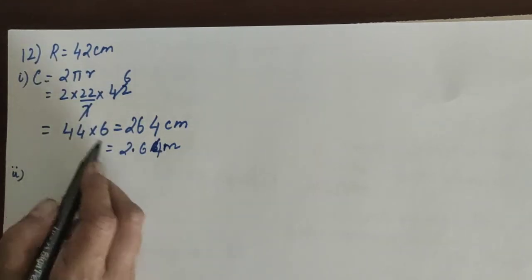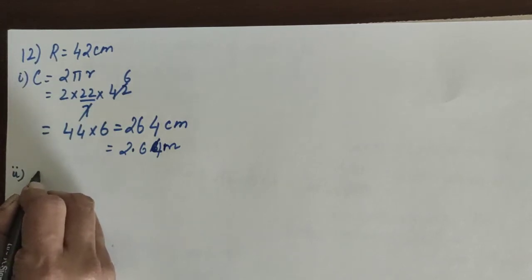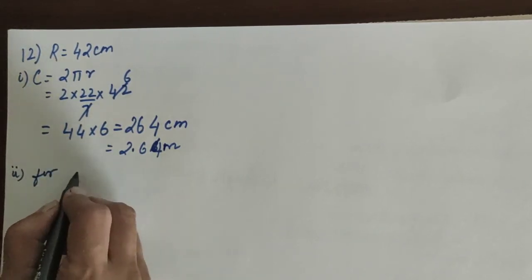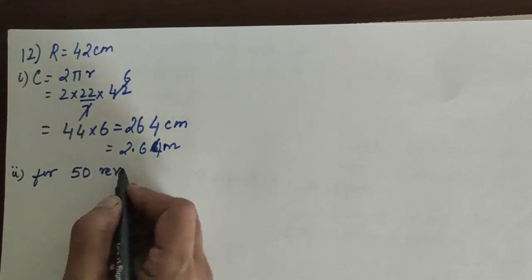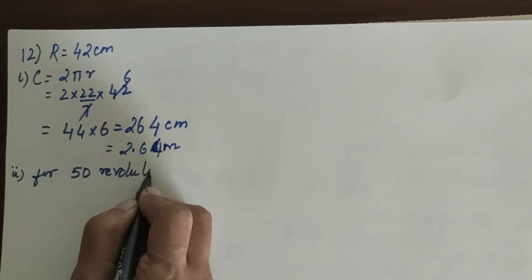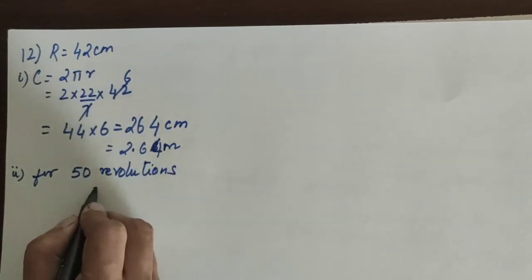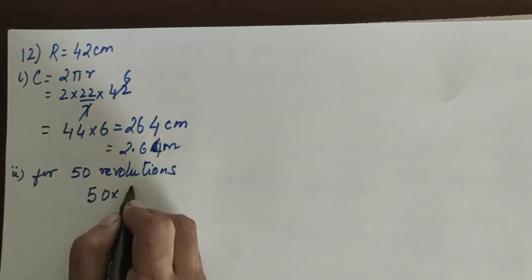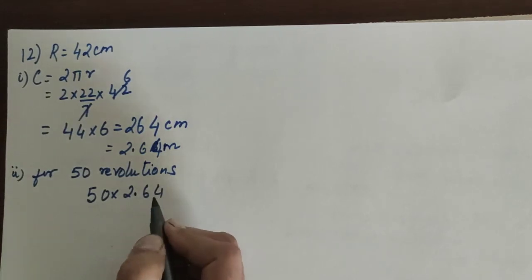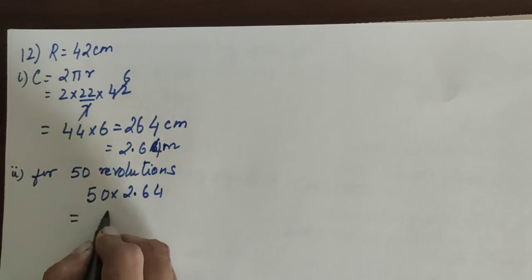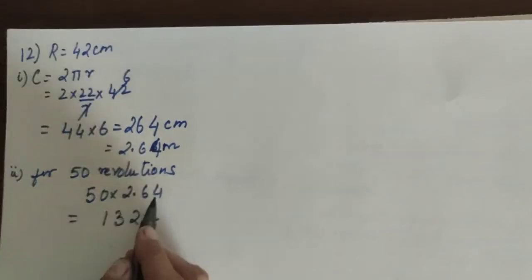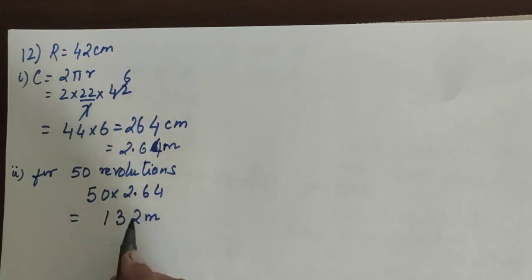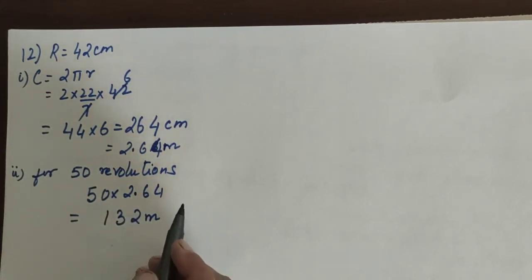Now the second part they have asked is to find the distance traveled in 50 revolutions. This is the answer for one revolution, so for 50 revolutions, we have to multiply by 50. So 50 into 2.64 is 132 meter. Multiply it, there will be a 0, and the decimal moves away.